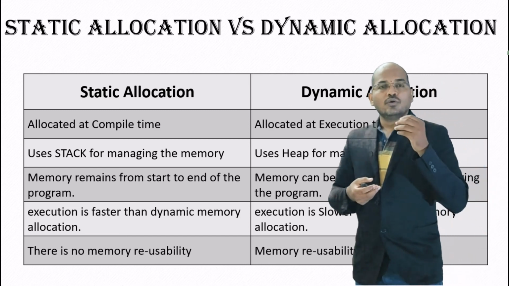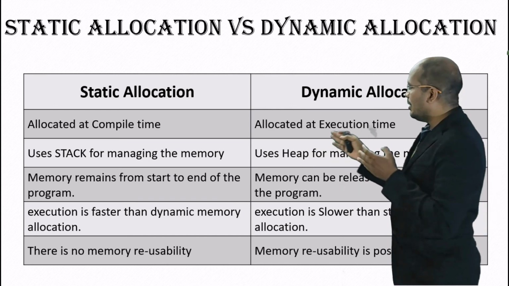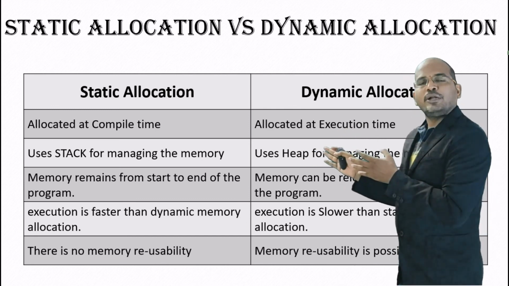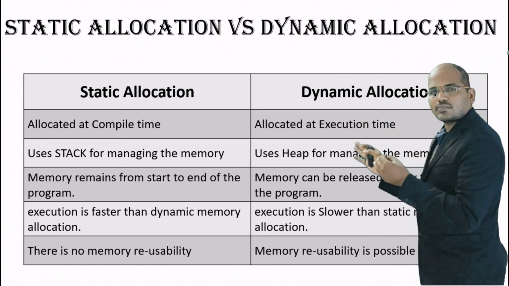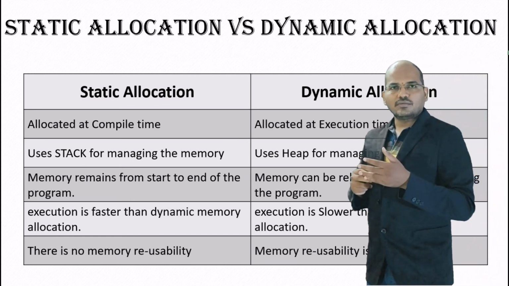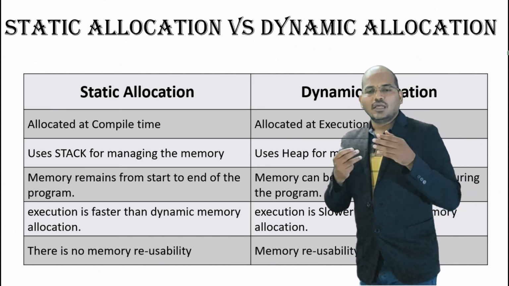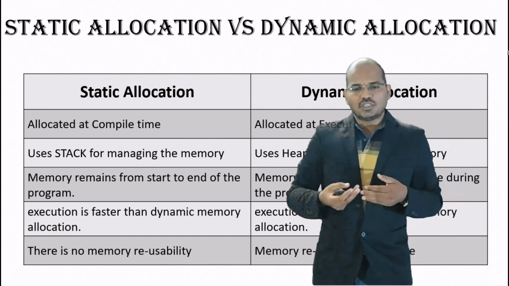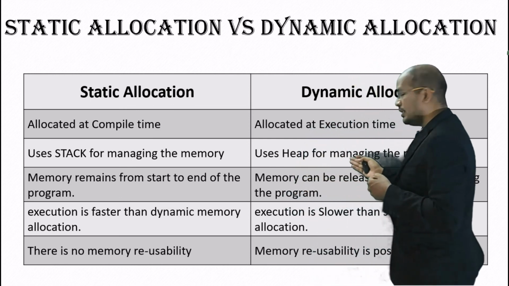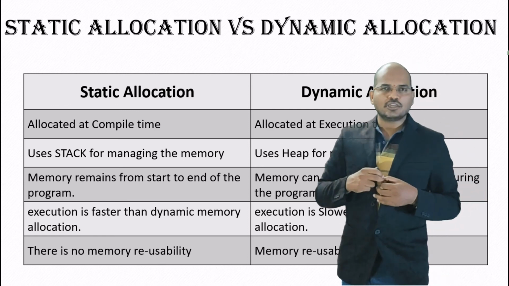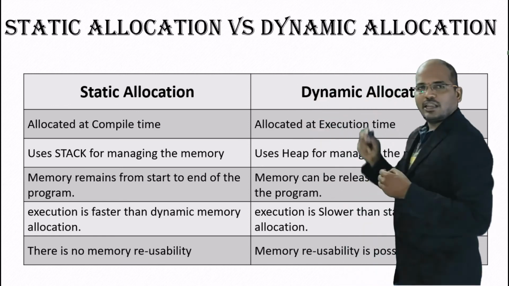Clear that? So in static allocation we observe that the execution is faster and the implementation is easy when compared to the dynamic part, whereas in dynamic allocation the execution is slower when compared to static allocation. The last point is that you cannot reuse the memory in static allocation, whereas memory can be reused in dynamic memory allocation. So these are the basic differences between static allocation and dynamic allocation.